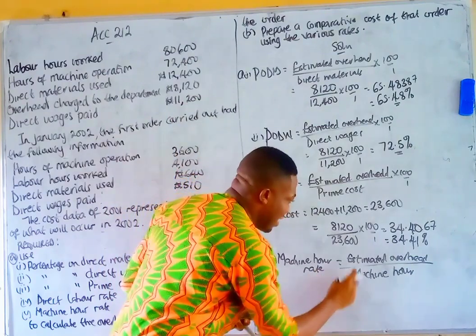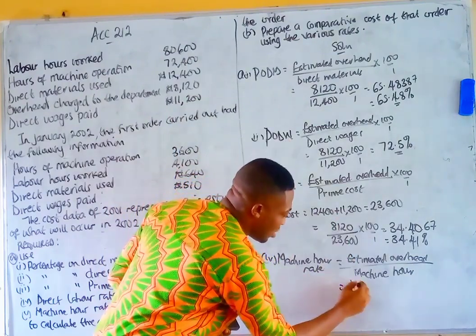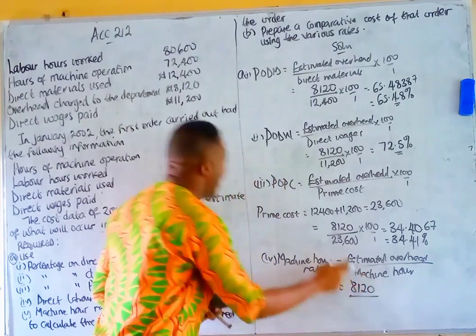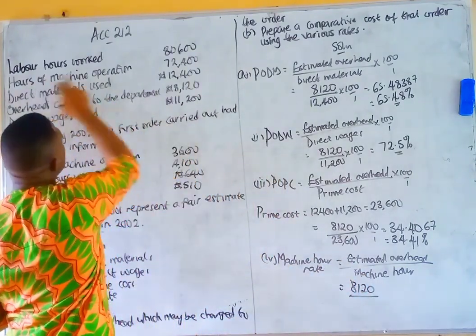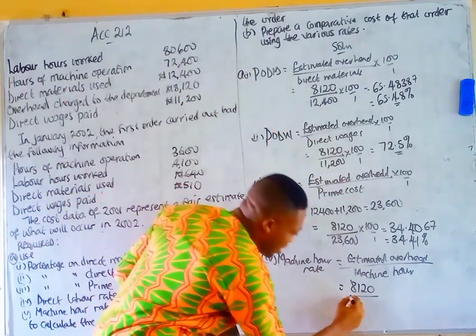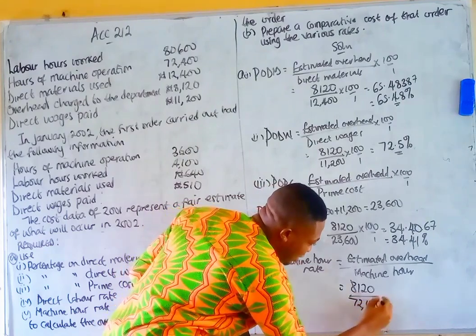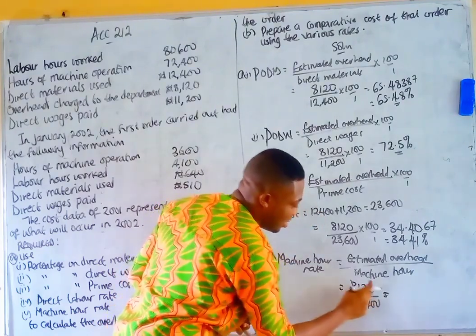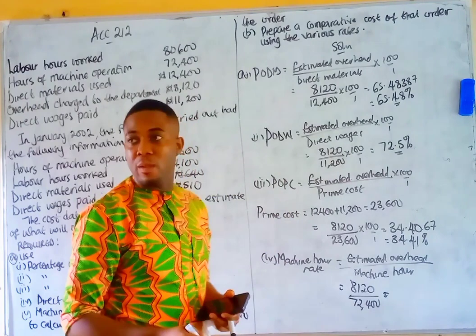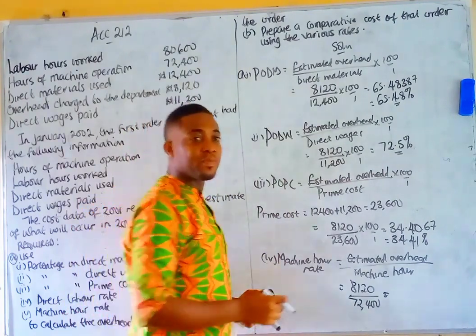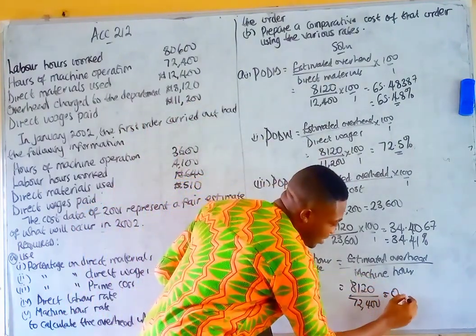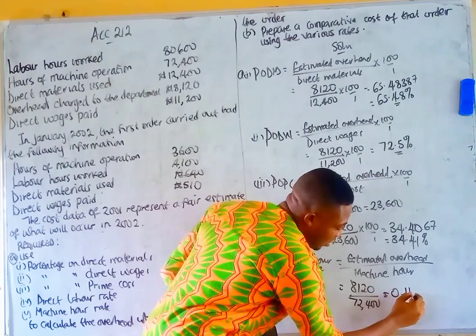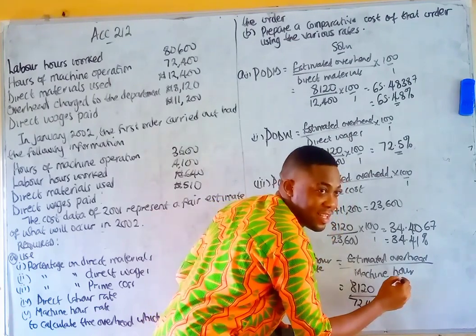So we have estimated overhead, 8,120, divided by machine hours used, 72,400. What do we have? This divided by that gives 0.1121.